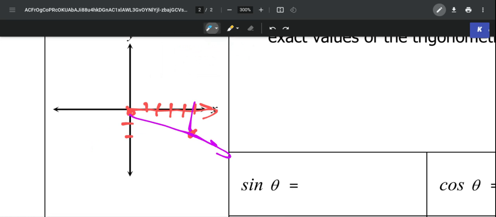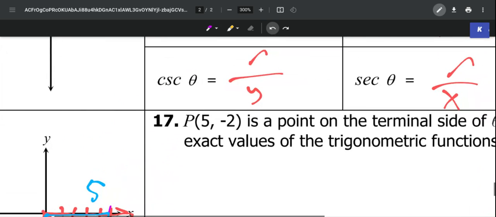I'll try to draw it in a different color. This would be our triangle. And we know that this side is equal to 5 because that was the distance there. And then our height here, which is this point, would be equal to negative 2, or it would just be 2 since it's distance. So then we've got to figure out what our hypotenuse is here, which would be this side here.